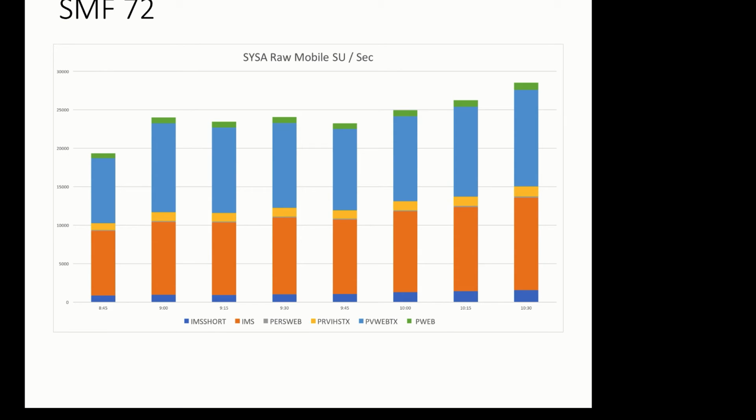So here is the service class view. Now I'm only going to show the general purpose CPU service units, and I'm only going to show it for mobile. So it's a fairly low number, but nonetheless it's measurable. And here we have 2 service classes that actually have mobile work in them, and you can obviously identify which those are. So that is going to be IMS and PVWebTX.